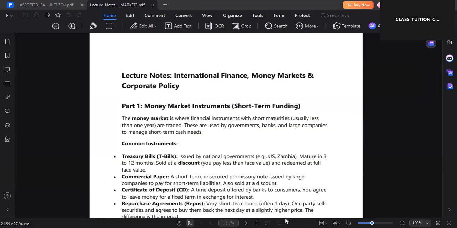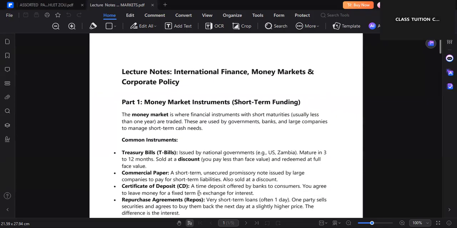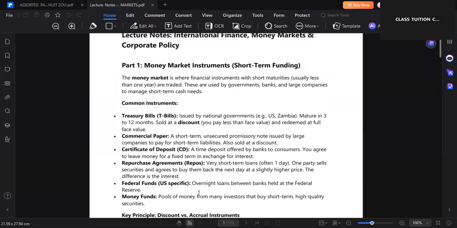So we have what is called the treasury bills. We've heard of them. We have what we call the commercial paper. We have what we call the certificate of deposit, the repurchase agreements, the federal funds, the money funds. So treasury bills are issued by the national government, for instance, the US or Zambia, and these mature within a period of 3 to 12 months.